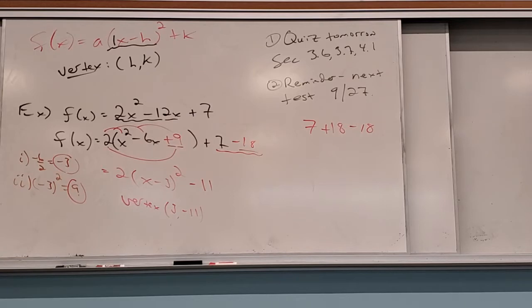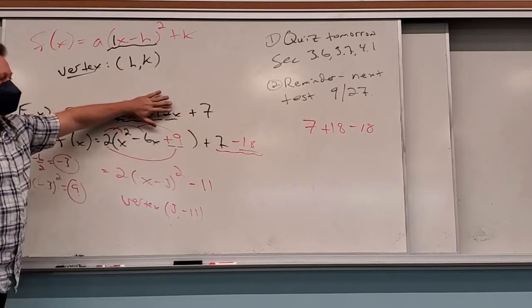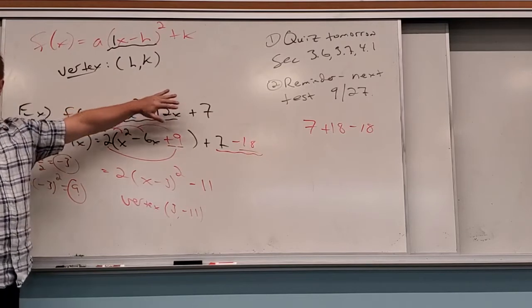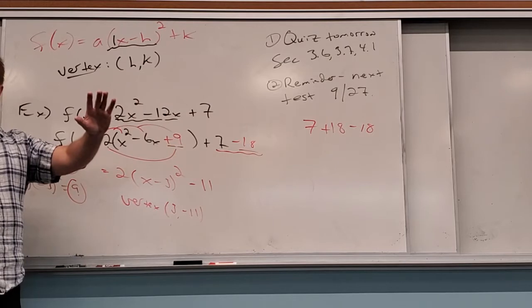And then, can somebody see the y-intercept real quick without doing any work? Barely any work. How do you find the y-intercept always? Make x 0, correct? So isn't this form better for that? If I make x 0, what's the y-intercept? 7, 0, 7, right? Okay. You guys doing okay?